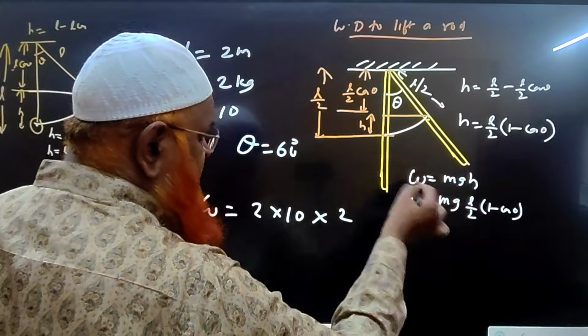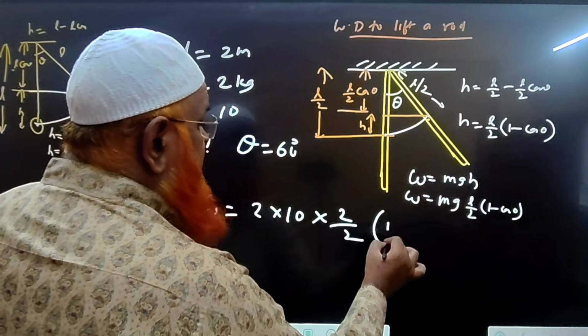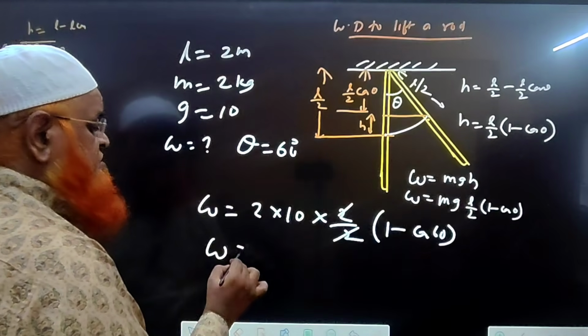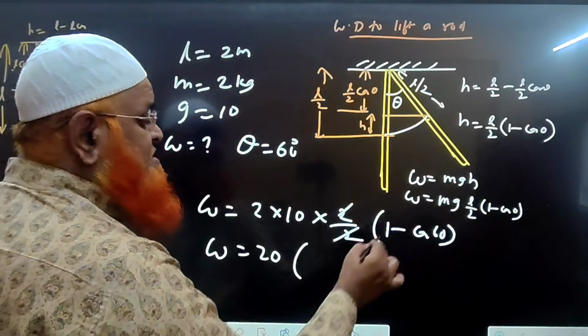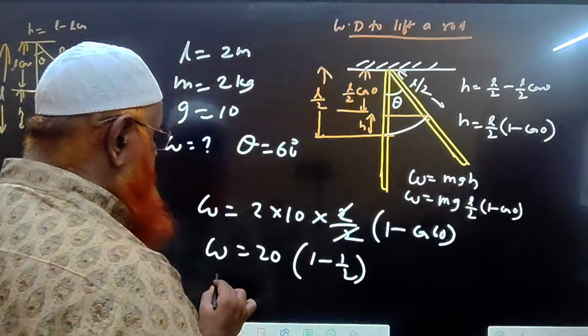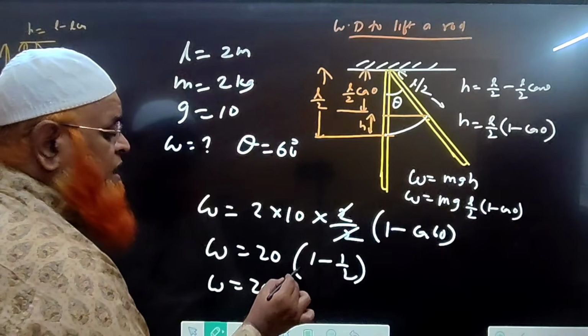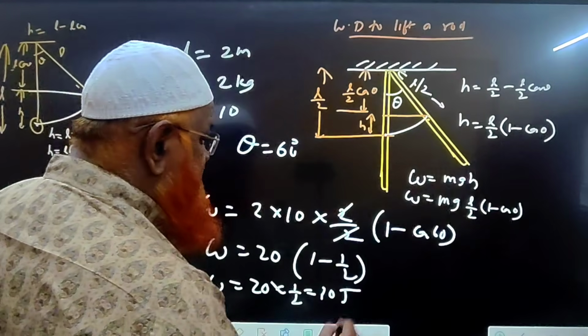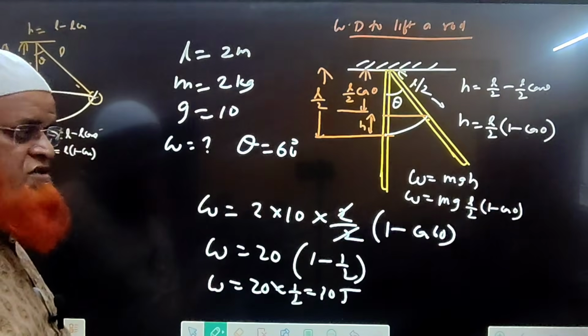Because you have taken the center of mass, you are right: W = mg(L/2)(1 minus cos 60), that is 2 by 2 into 1 minus cos 60. So the 2 gets cancelled. W is equal to 20. 1 minus cos 60 is 1 minus 1 by 2, which is 1 by 2. So W is equal to 20 into 1 by 2, which is nothing but 10 joules. 10 joules is your answer.